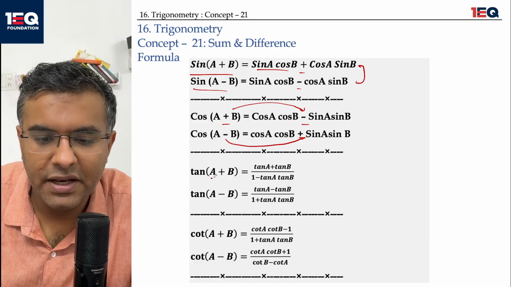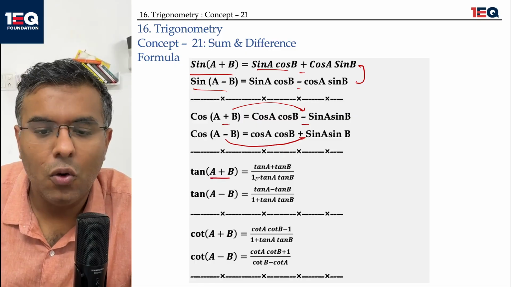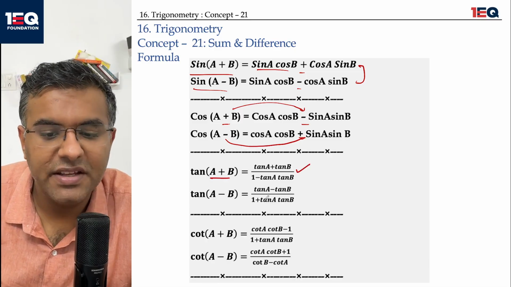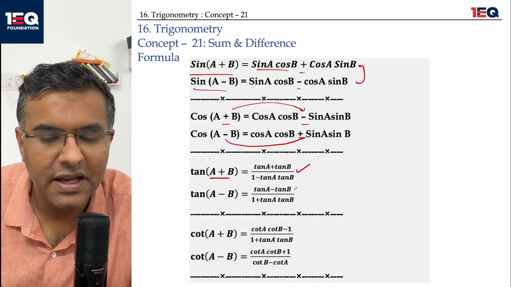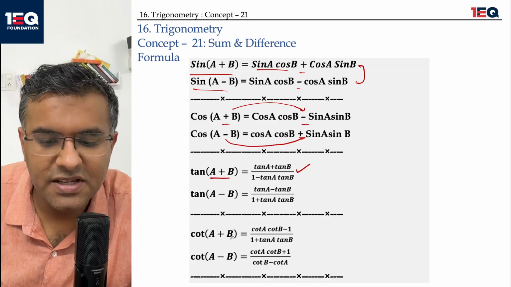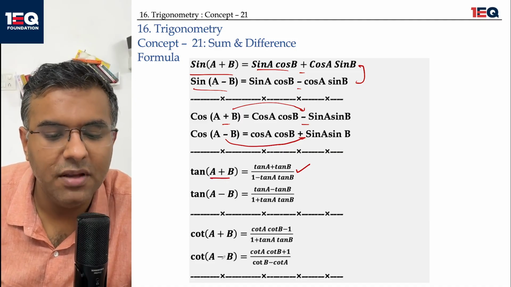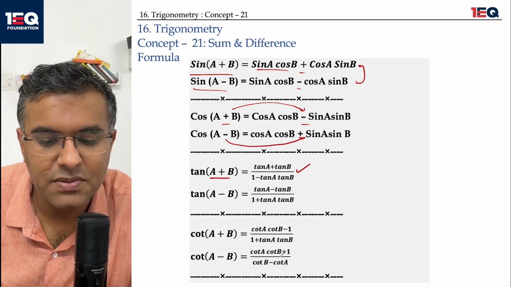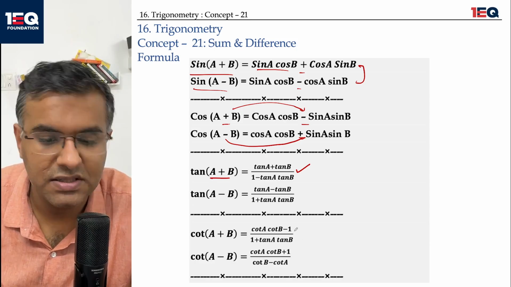Then talking about tan a plus b, tan a plus b stands for tan a plus tan b whole upon 1 minus tan a tan b. Tan a minus b stands for tan a minus tan b whole upon 1 plus tan a tan b. Cot a plus b stands for cot a cot b minus 1 whole upon 1 plus tan a tan b. Cot a minus b stands for cot a cot b plus 1 whole upon cot a plus b.